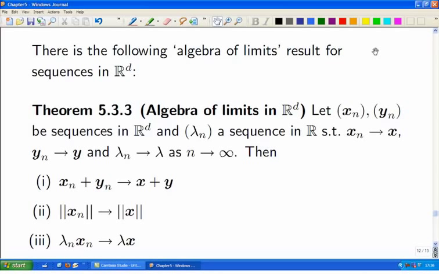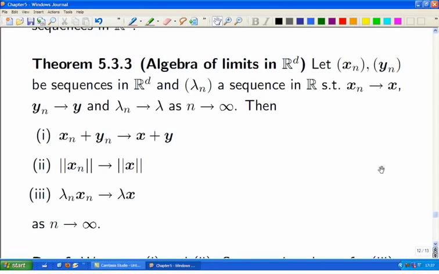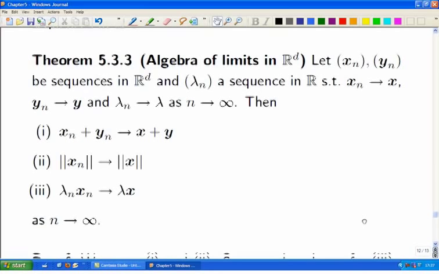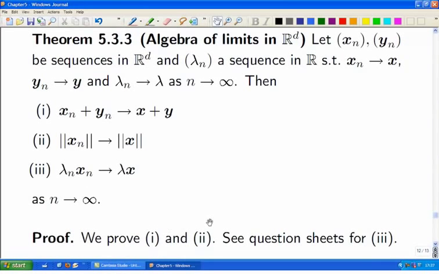Now, our next task is to try and boost up the algebra of limits. We've got an algebra of limits in R, which you're allowed to quote, but we don't yet have an algebra of limits in R to the D, and that's our next task. Now, we won't prove all of this. We'll prove one and two, and you get to do number three on a question sheet. There are lots of different ways to prove this, but it does require a proof.